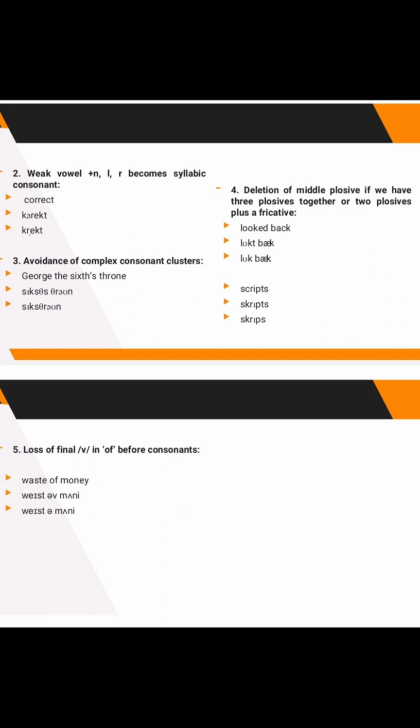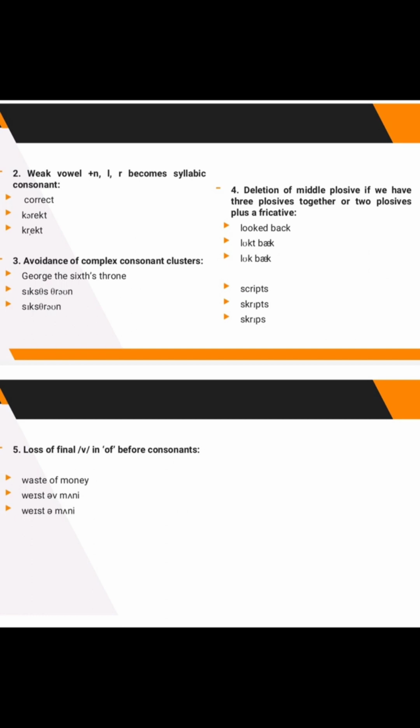For example, George the Sixth Throne. Sixth throne is difficult. So in order to make it easy, we delete some consonants and we pronounce it as sixth throne. 4. Deletion of middle plosive if we have 3 plosives together or 2 plosives plus a fricative. Looked back. Here we have 3 plosives together. Ke, te, and be. The te, the middle plosive, is deleted to make it easy to pronounce. So instead of saying looked back, we say look back.